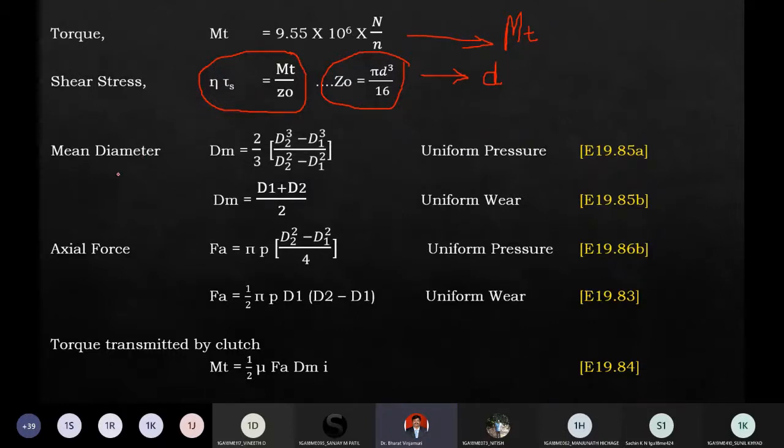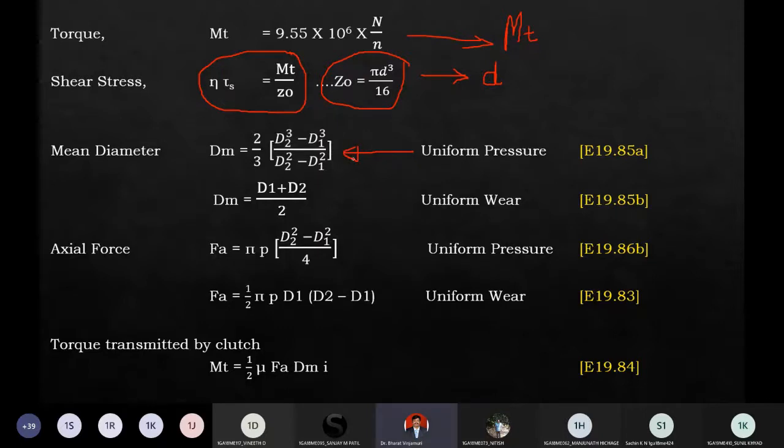Now the next one is the mean diameter, Dm. What is the mean diameter? Once again, I repeat, it is the diameter or the location where the frictional force is acting. This has two different forms. At uniform pressure condition, the mean diameter formula is given by this.